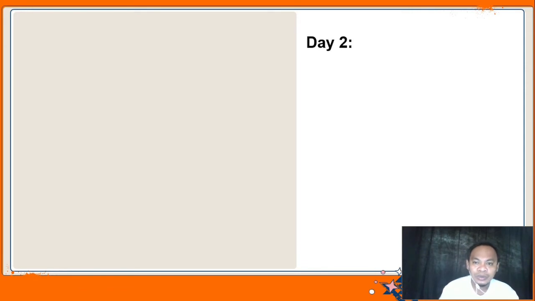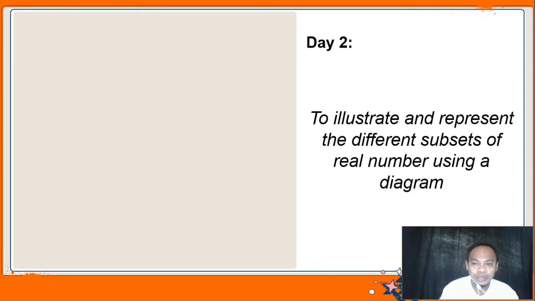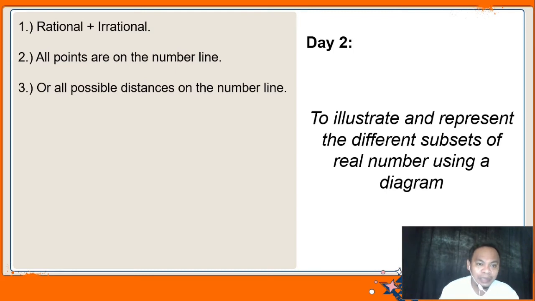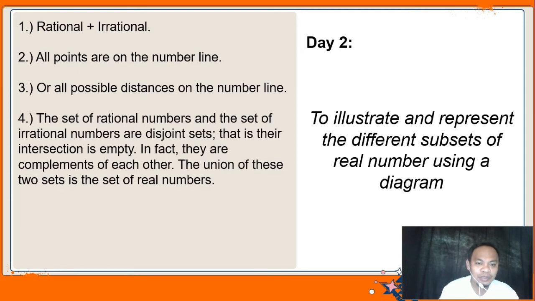So let's go to our day 2. Day 2 is to illustrate and represent the different subsets of real numbers using a diagram. Once we say real numbers, these are the rational and irrational numbers, right? And all points are on the number line, and all possible distances on the number line. The set of rational numbers and the set of irrational numbers are disjoint sets.